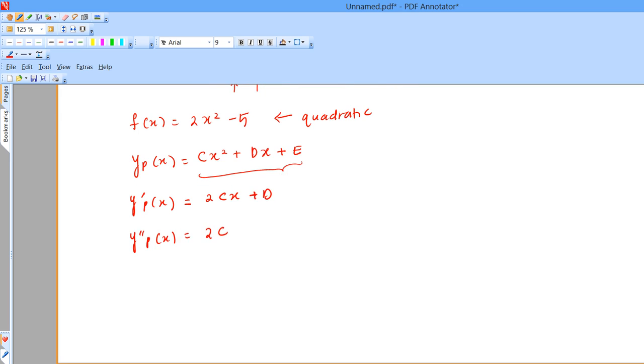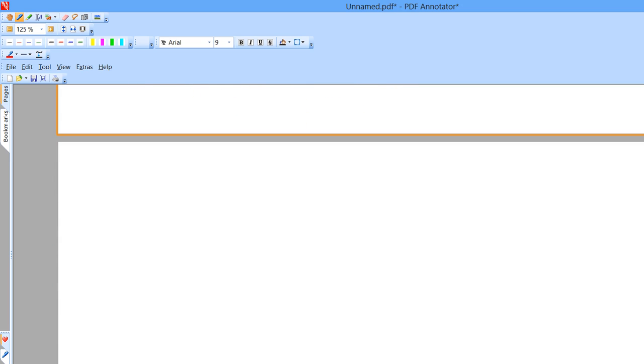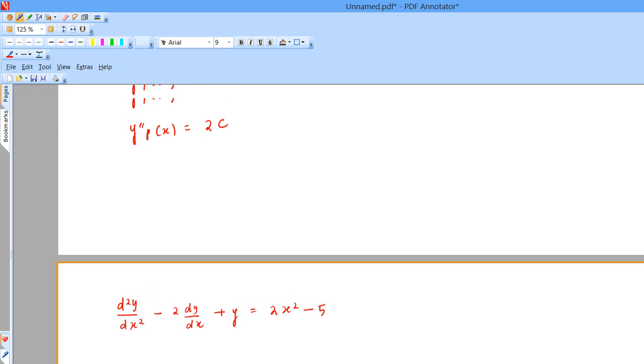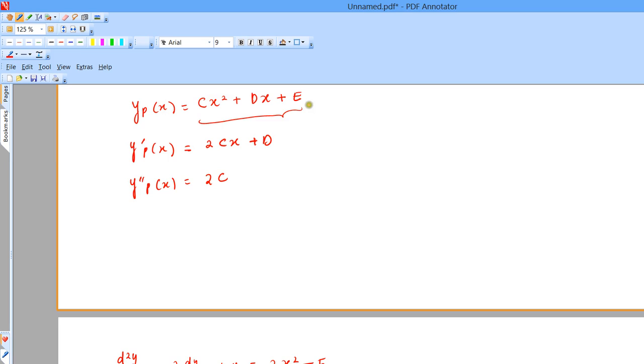So based on our equation or our question, we have d²y/dx² - 2 dy/dx + y = 2x² - 5. So what you need to do is just substitute these three into the original question.